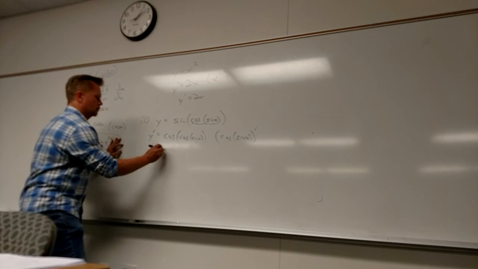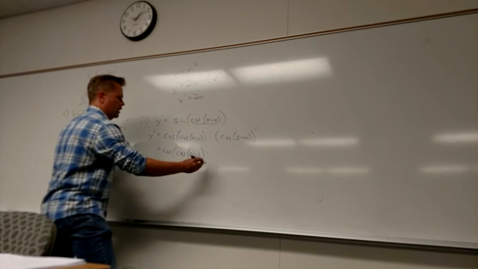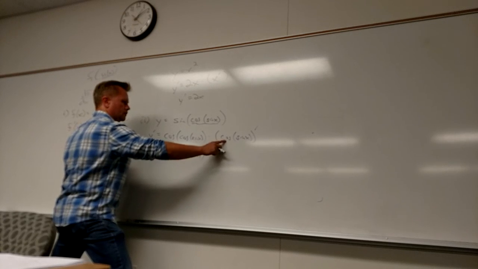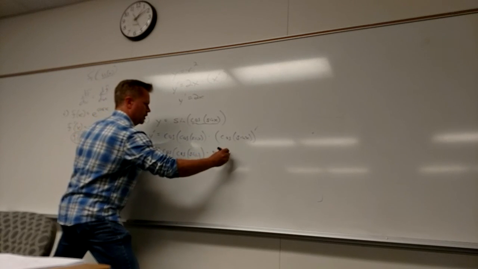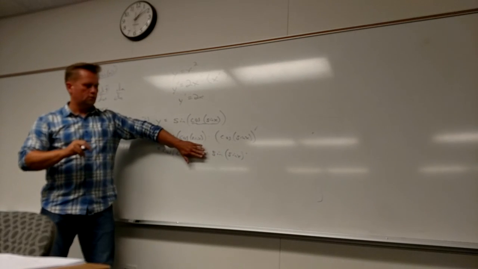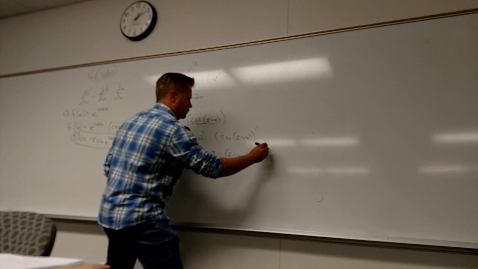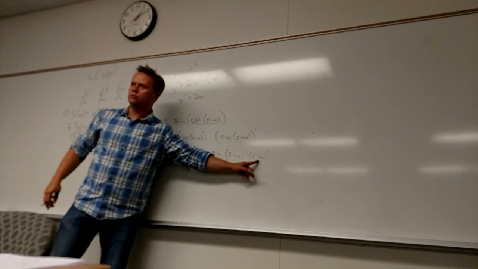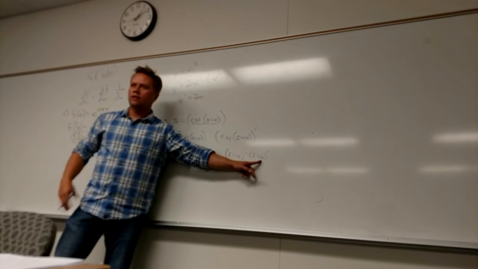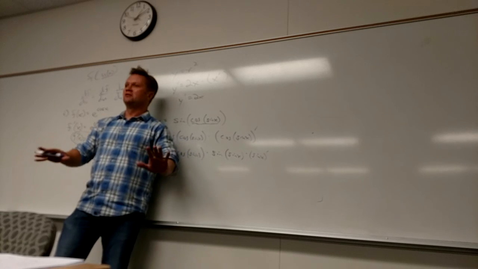So I get cosine of sine times, how do I take this guy's derivative? Sine of sine x times the derivative of the inside. Now, does this need a chain rule? No. There's no inside function here, right? So that's when you know you're done. When you don't have to apply the chain rule anymore, you're obviously done.